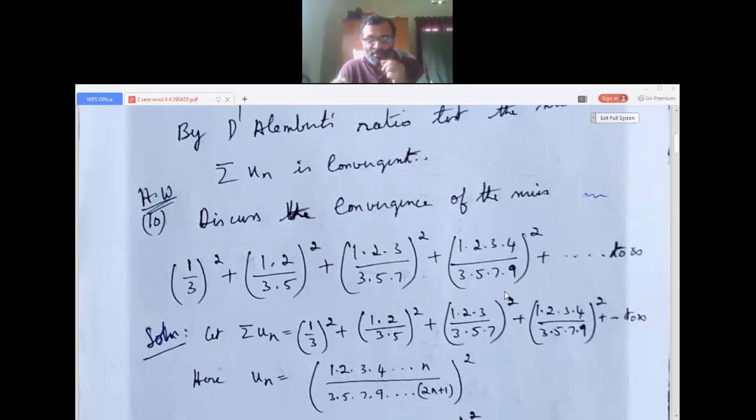Okay, what is this u(n+1) and u(n)? u(n) is the nth term of the given series. u(n+1) is the (n+1)th term of the given series. So we have to find the ratio of the two terms, that is u(n+1) divided by u(n). Okay, for that, what do we do?